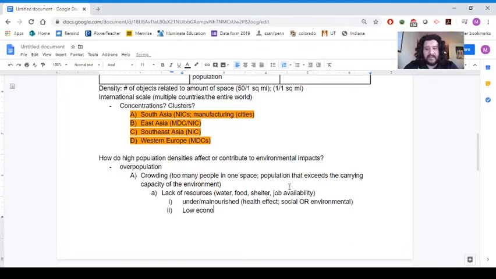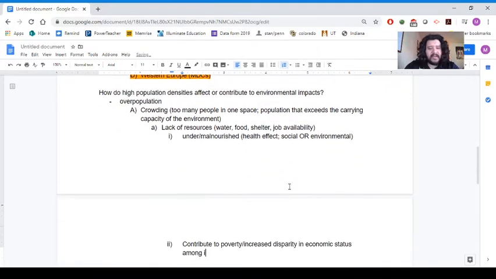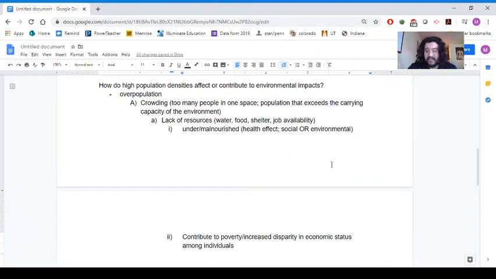Having no shelter, job availability, right? That may lead to low, not economic development as a whole, but that may contribute to poverty, or to an increased disparity, which is going to be a large difference in economic status among individuals, right? And that's also one of these factors that we see in NICs and LDCs, is that we tend to see these large spaces between the highest percentage of income earners and the lowest percent of income earners. And if we don't have enough space, where the space is not just physical space where you live, but also the resources available to you in that space, we can have all these separate effects that happen too.